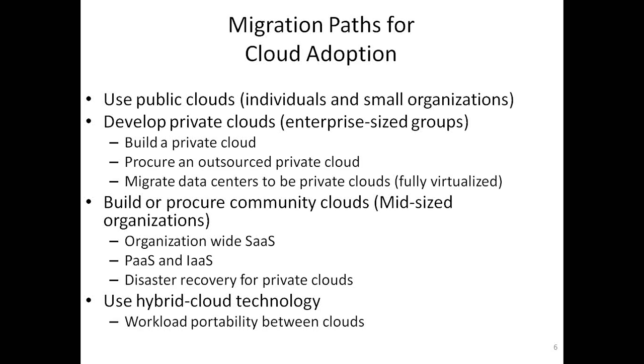An enterprise-size group which already has substantial proprietary information may develop their own public clouds. They might migrate their data centers into a virtual environment and make it a private cloud, and build their own private cloud. Or they may decide to procure an outsourced private cloud. A mid-sized organization might either build their community cloud or procure a community cloud.